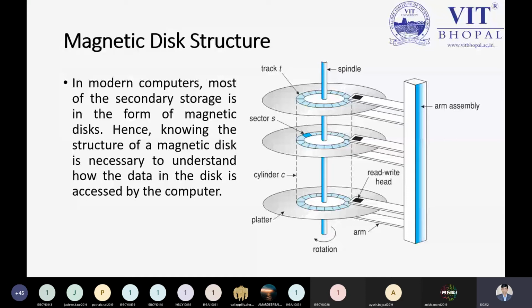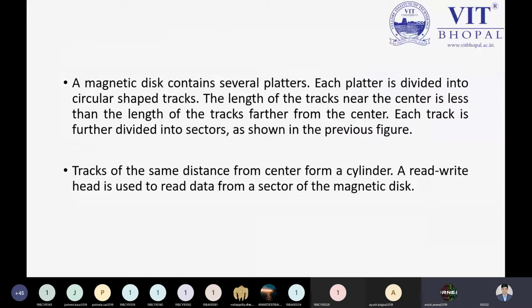I'm just changing my slide. Whatever I have discussed over here, you can read from here. A magnetic disk contains several platters or plates. Each platter is divided into circular-shaped tracks. You can see in the previous slide as well. The length of the tracks near the center is less than the length of the tracks farther from the center. You can see in the diagram as well. And the track is further divided into sectors. It's shown in the previous diagram.